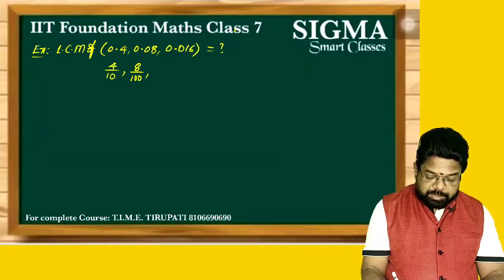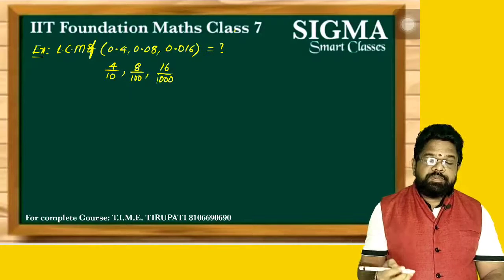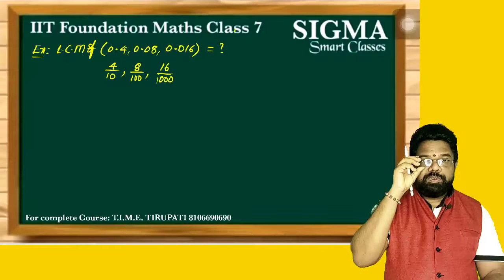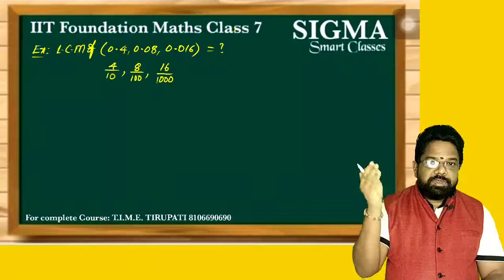0.016 can be written as 16 by 1000. Why? After the decimal, 3 digits, so we take 3 zeros in the denominator. Now the fraction must be put in simplified form. Simplified form means you have to observe the numerator and denominator. If the numerator and denominator can be cancelled by the same value, cancel that value.